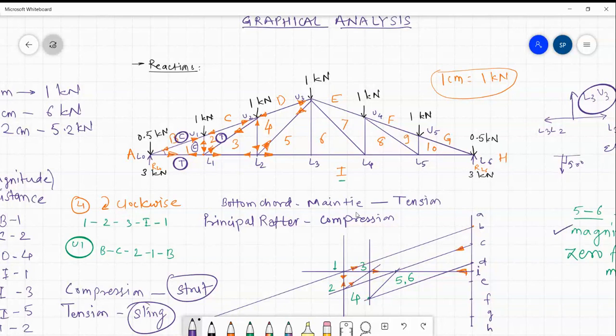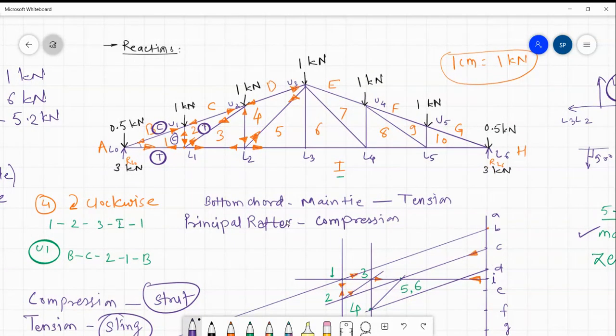In the next video, I will come up with wind analysis graphically, how to analyze the truss for wind load. So this is typically for gravity loads. The practical examples of gravity loads are dead load and live load. When you are analyzing the truss for dead load and live load, you are expected to follow this methodology. In the next lecture, I will come up with the graphical analysis for wind loads.